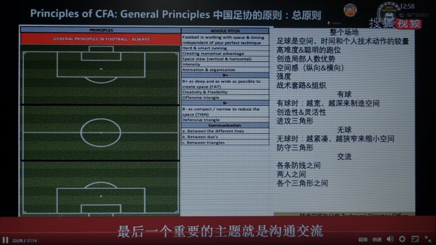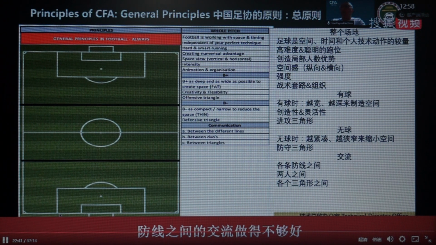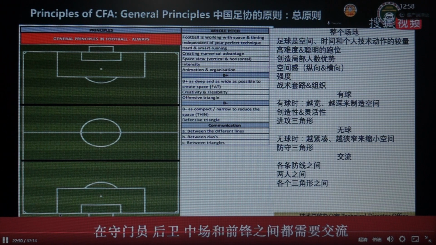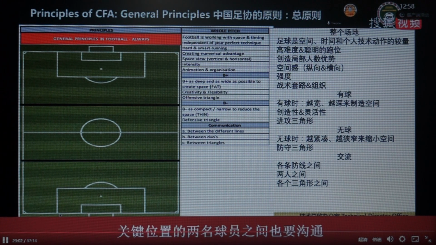And then we come to a very important topic in China: communication. As we saw in the clip China-Iran, the communication was not good in the defensive line. The organization was not good in the defensive line, and we gave too much space away. The communication has to be between goalkeeper, defender, midfield, and attackers. So it means between the different lines, but also between duos.